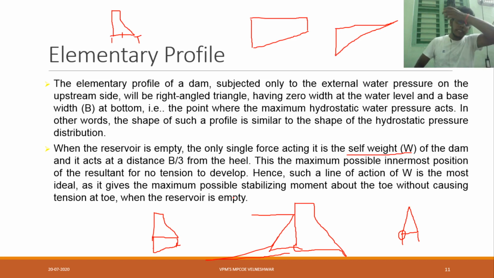Hence, such a line of action of W is most ideal as it gives the maximum possible stabilizing moment at the toe without causing tension at the toe when the reservoir is empty. It means that if you are providing it at B by 3 location, it should not disturb our toe location. No disturbance and no tension should be there. Then only it is maximum possible, and then only it is okay for our dam construction.